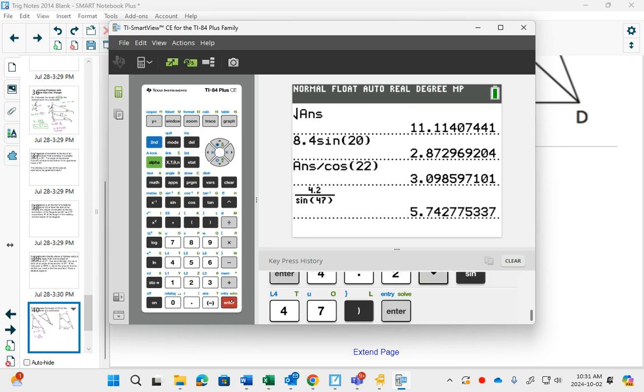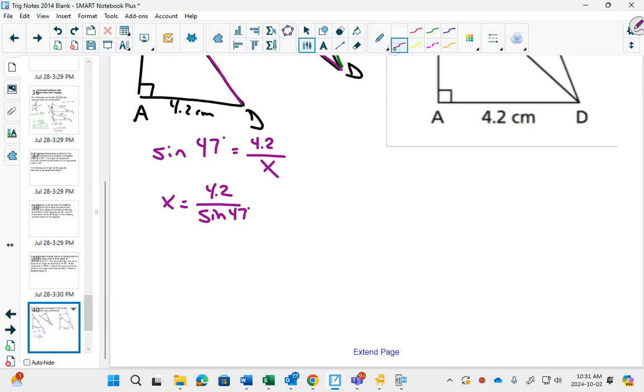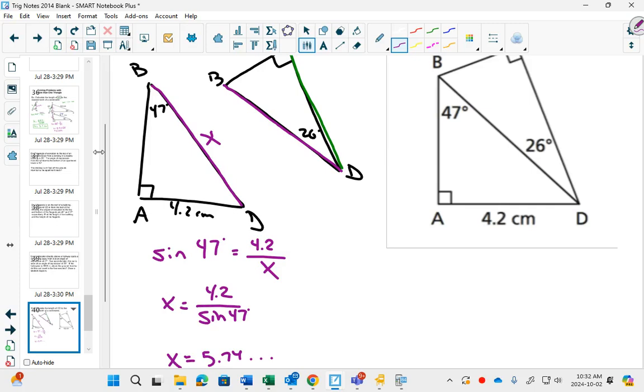And each of these times we type something into the calculator, you should have your calculator handy and be checking. Do I know how to use my calculator? Because that's what you're going to get familiar with, so that when you get to a test or a quiz, you've already done this a bunch of times. I am keeping as many decimal places as possible. But now I know this side is 5.74.